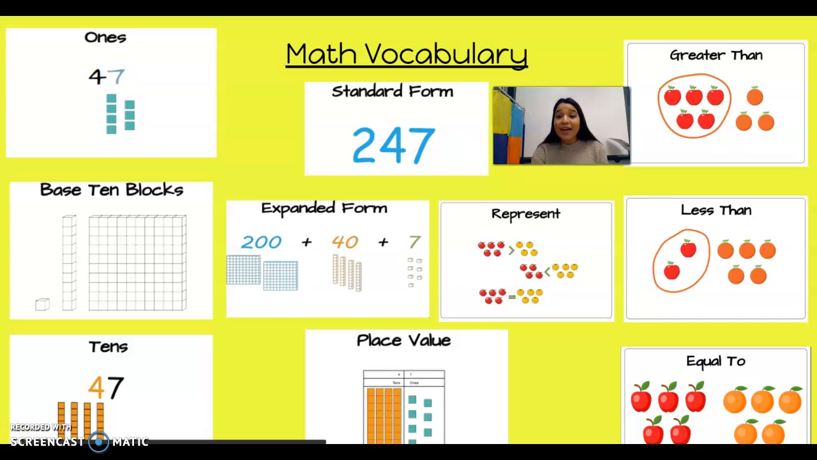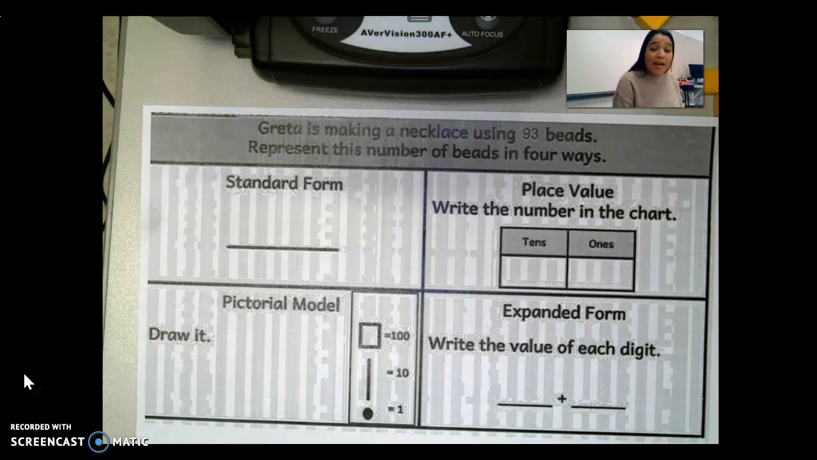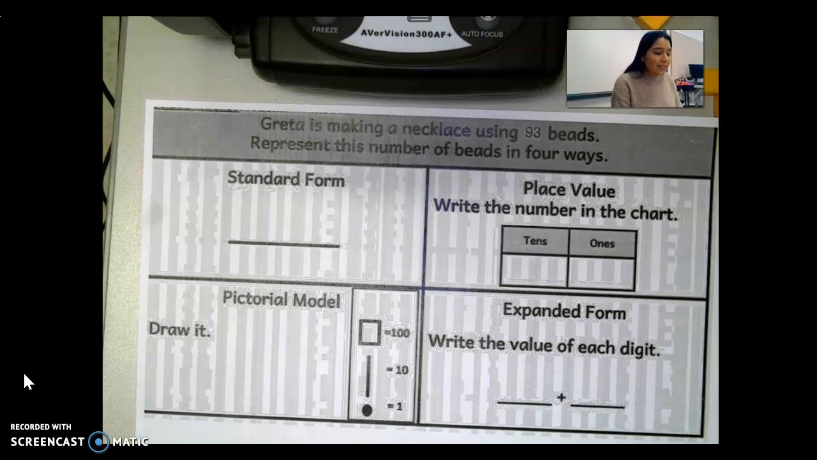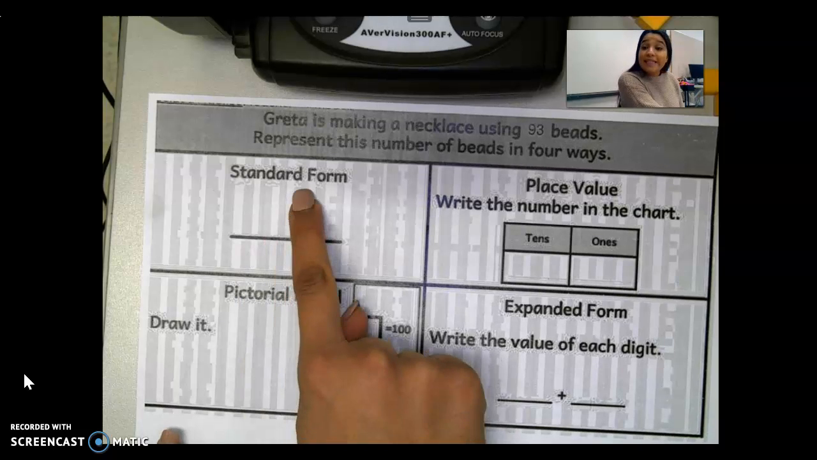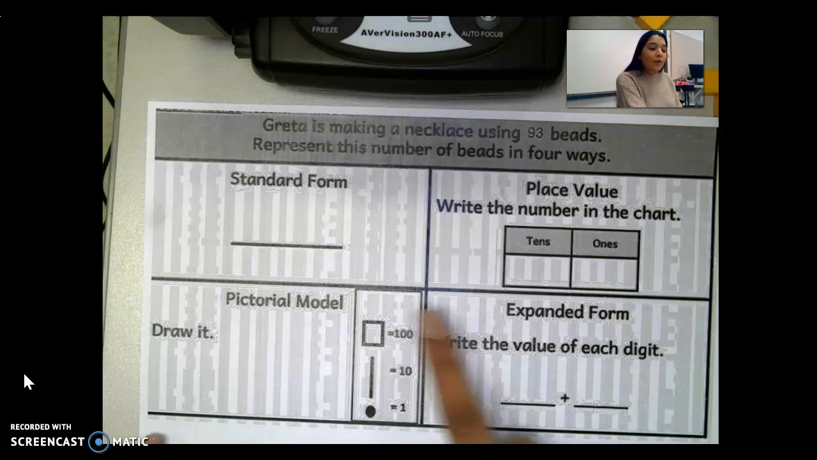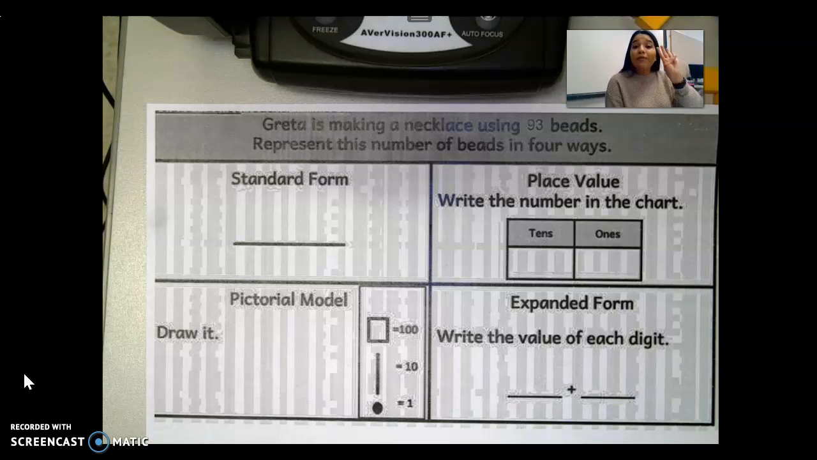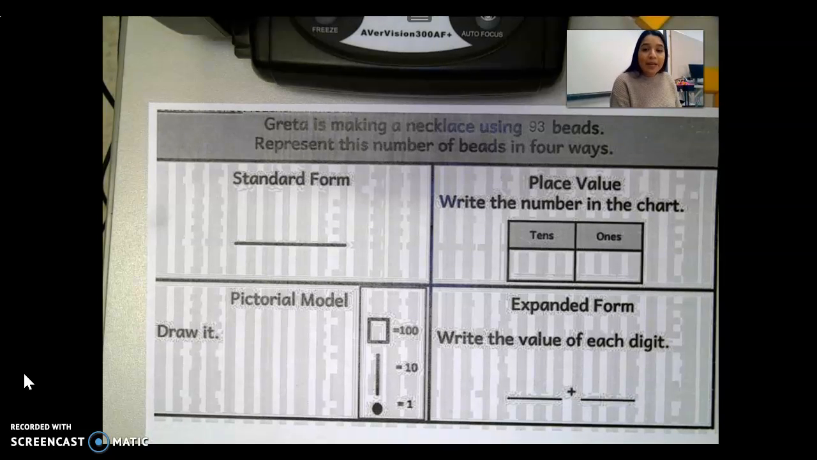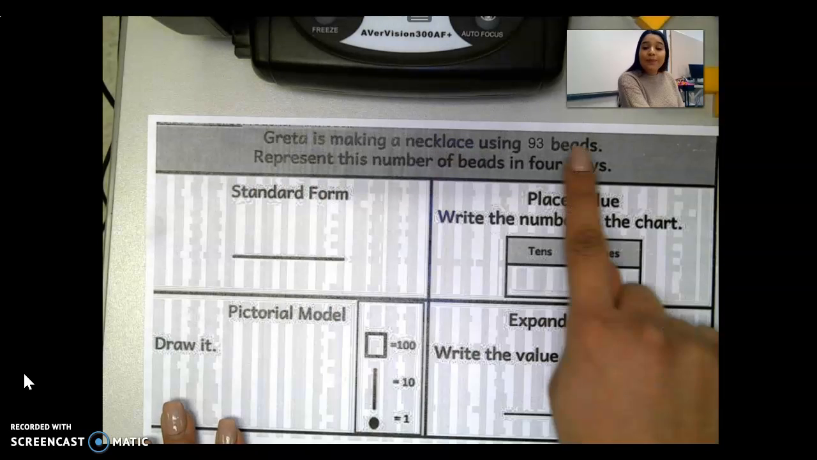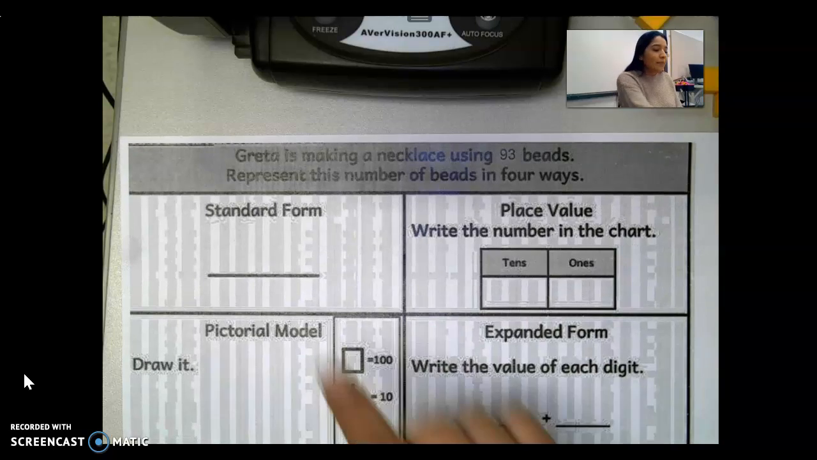Let's go ahead and look at today's lesson. Let's go ahead and look at this chart, and we're going to be able to represent a number in different ways. We're going to represent a number in standard form, place value, pictorial model, and an expanded form. So we're going to represent a number in 4 different ways. Let's go ahead and read this little sentence and see what number we will be representing.